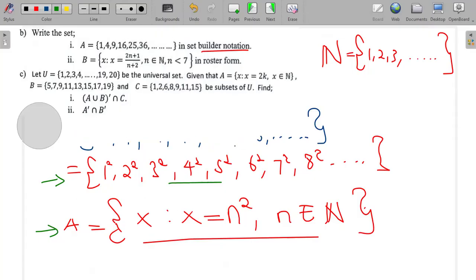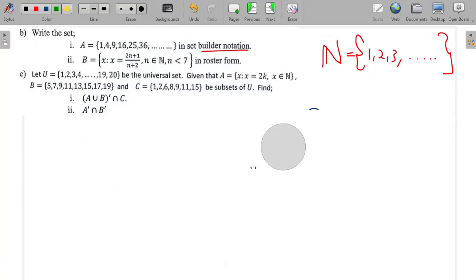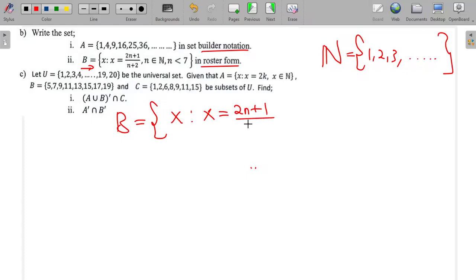What about the other one? The other one will be doing the opposite. This set has been given in set builder notation and they want us to write it in roster form. Roster is just the listing. They've said set B is a set of all x such that x equals 2n plus 1 over n plus 2, where n is a natural number and n is less than 7. So we're considering the natural numbers 1, 2, 3, 4, 5, 6, because n is less than 7.